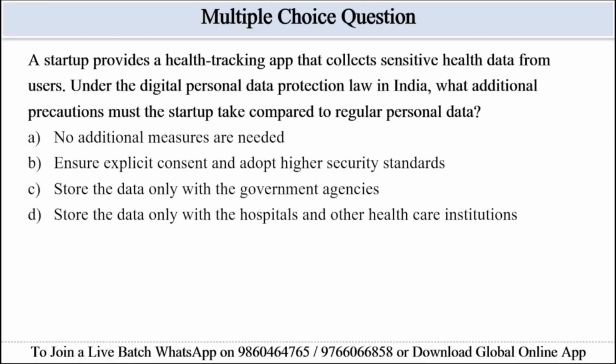In case of option B, ensure explicit consent and adopt higher security standards. While not itemized in this passage, this is the logical and legal implication of additional safeguards. It implies a stricter standard for consent and stronger security measures to protect the sensitive nature of the data. Hence, this one will be the correct answer here.